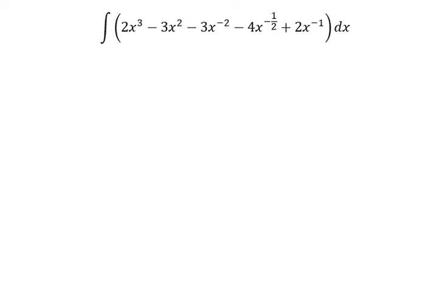Hello everybody, so today I will talk about calculus. The topic today is about integration. So now I will show you how to answer. We have two formulas in here.